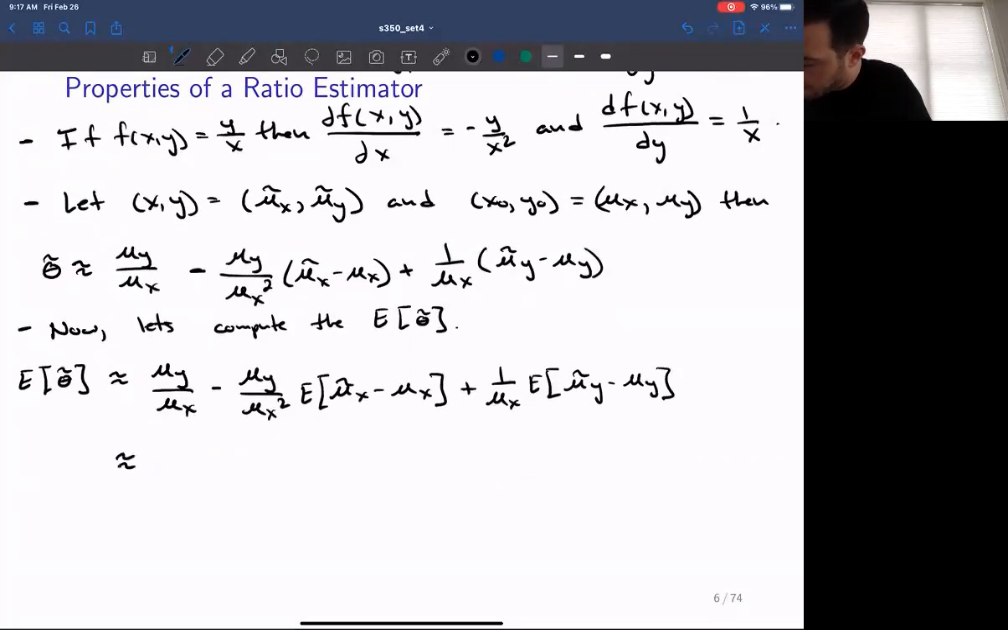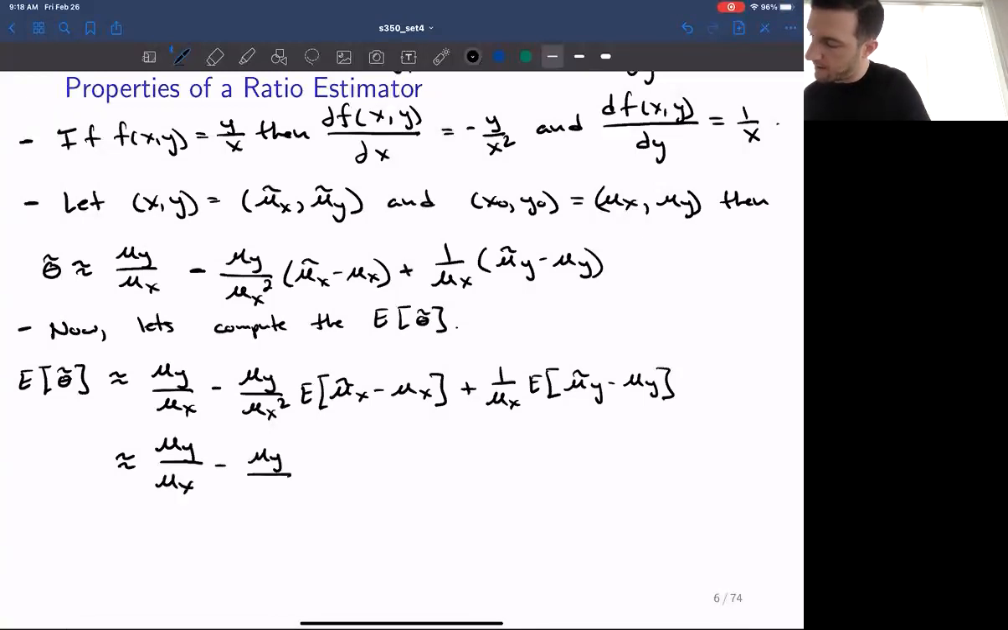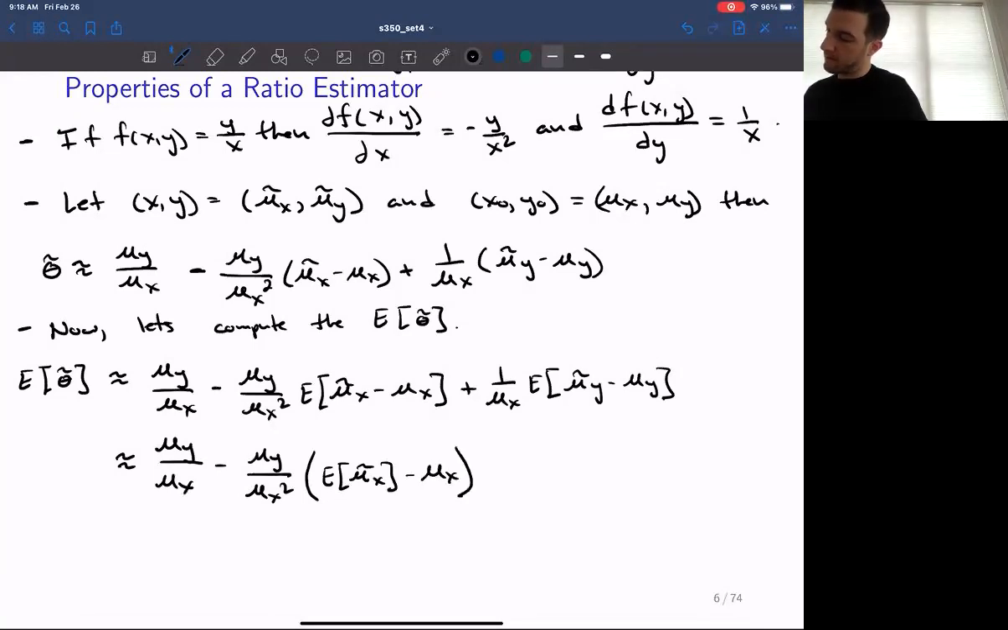Okay, now we'll have mu y divided by mu x minus mu y divided by mu x squared multiplied by the expected value of mu tilde x minus mu x, plus 1 over mu x, the expected value of mu tilde y minus mu y.